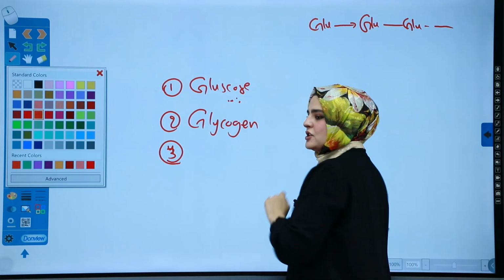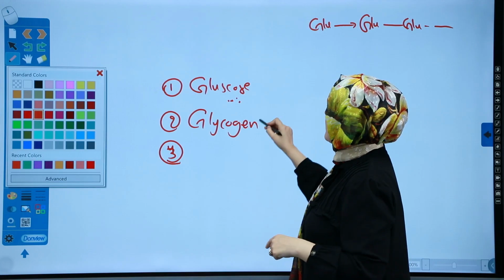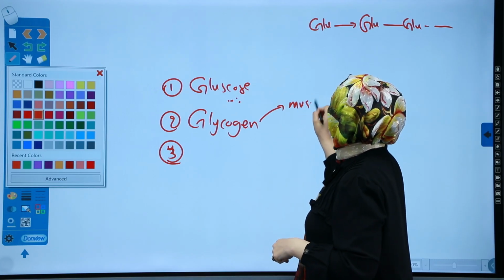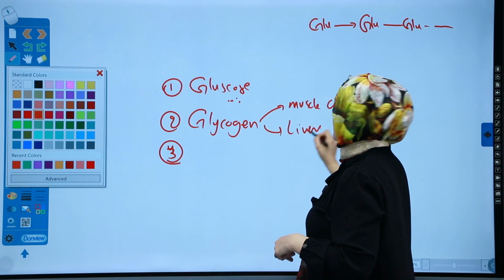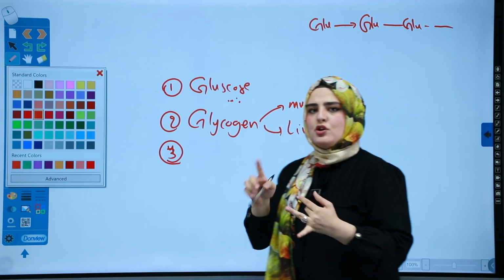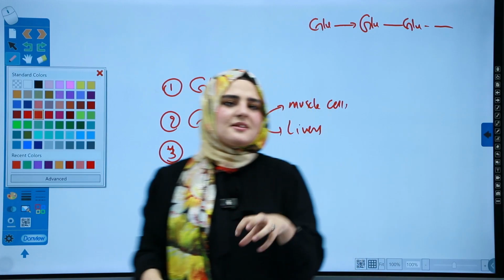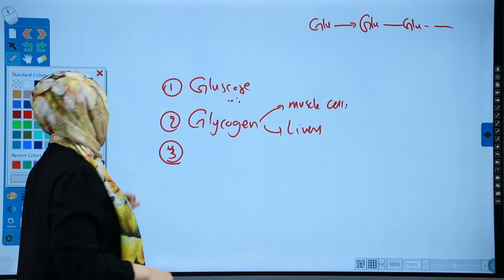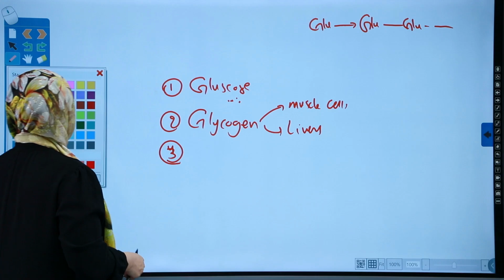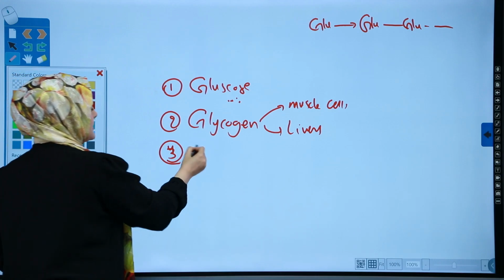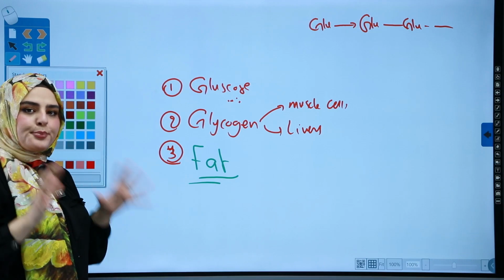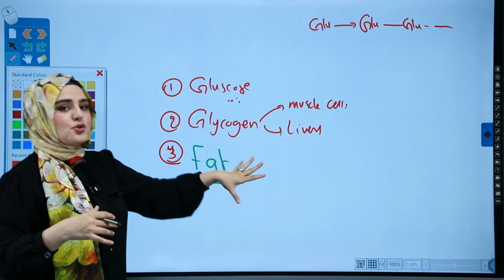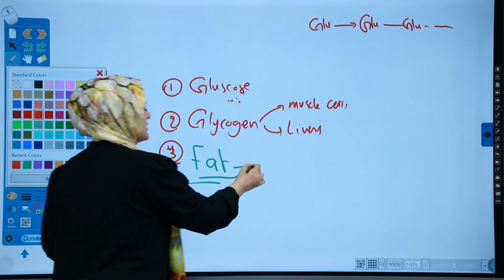Glucose, then glycogen. Glycogen is stored in two areas, either muscle cells or the liver. Nothing else, okay? You can't find it in bone or anywhere else. These are the two sources of glycogen, at least in the book. The last one is fat. Fat is so stubborn for burning, so naturally fat burns very slowly.